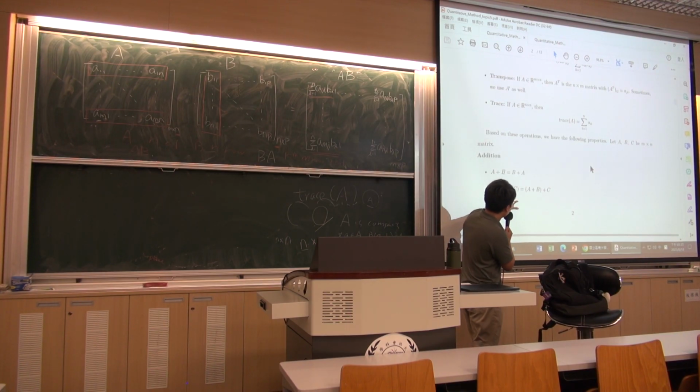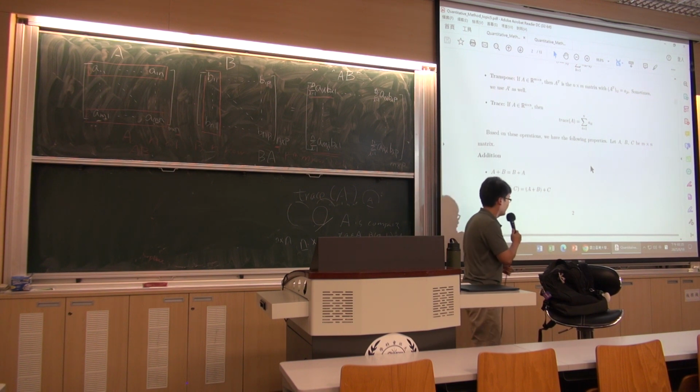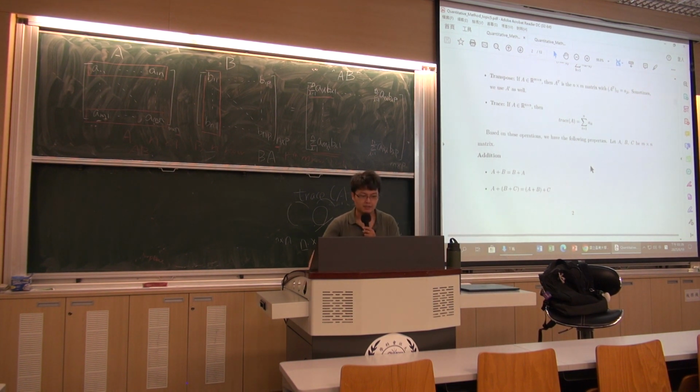You can sum up B and C first and then add A, or you make the calculation by adding A and B first and then add C. That doesn't matter.